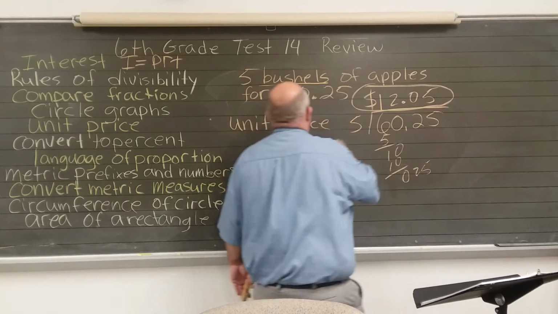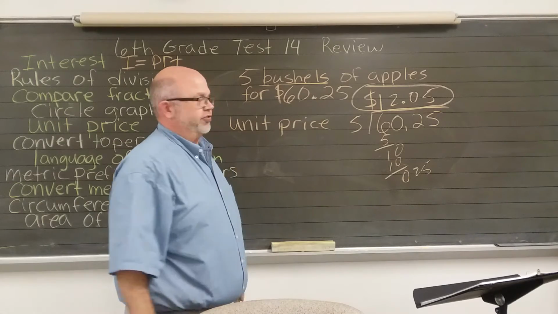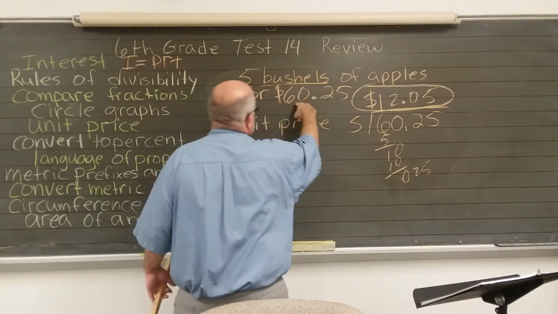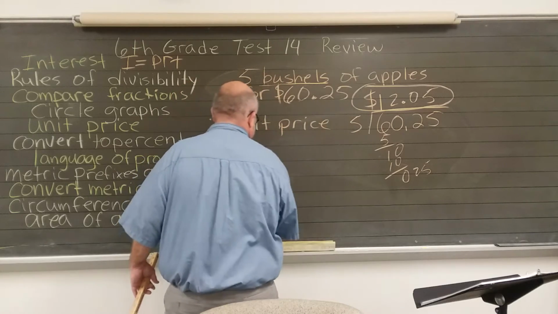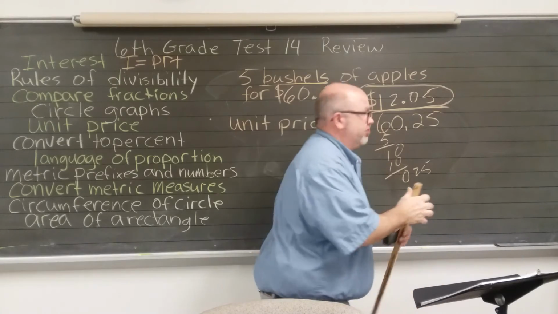That means 1 bushel is $12.05. Okay? Simply divide what you're paying by the amount of units, and that will give you the price of 1.